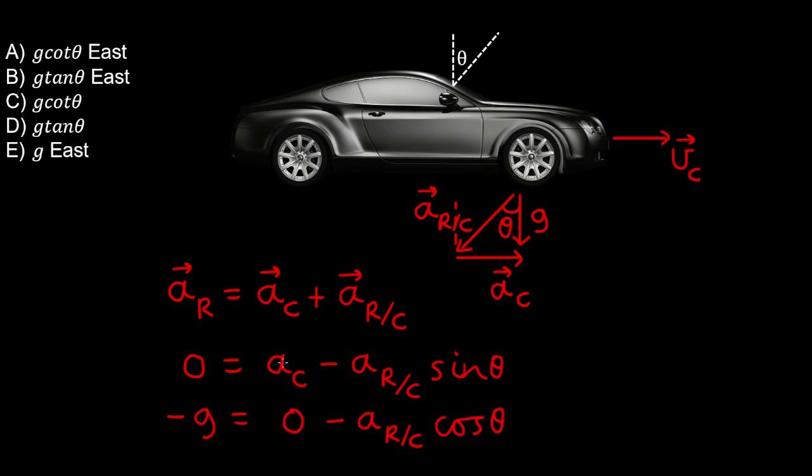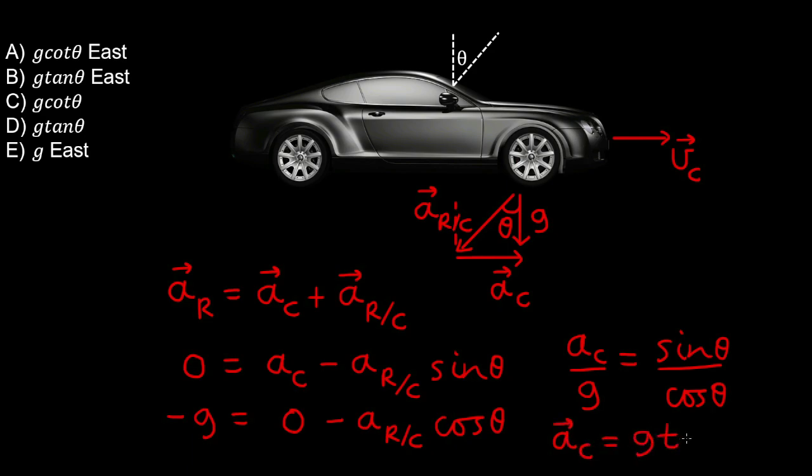So if we take the acceleration of the car to the left-hand side and divide the two expressions, we end up with the acceleration of the car on the gravitational acceleration is equal to sine theta on cosine theta. So therefore the acceleration of the car is g tan theta, and the car was travelling east. So therefore the correct answer is B.